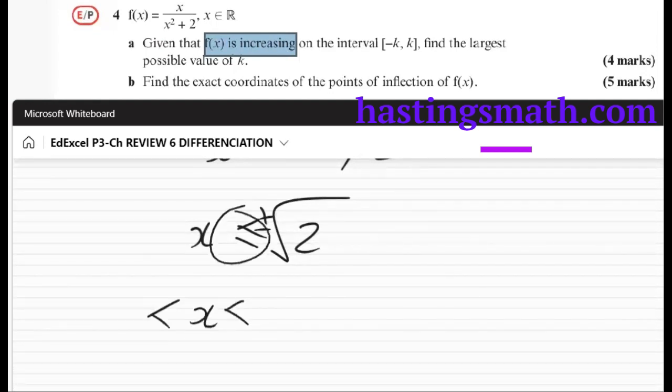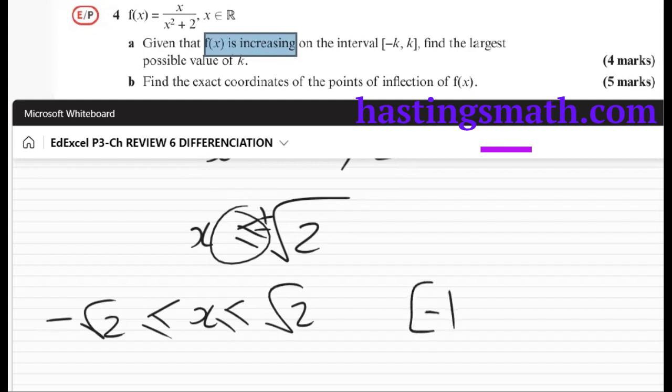Going from the mark scheme, this makes no sense. So x can't be larger than both. Anyway, going from the mark scheme, your x is going to be between negative square root 2 and positive square root 2. And these are our k's. And since we had a negative k and a positive k, k is going to be equal to negative, excuse me, square root of 2.